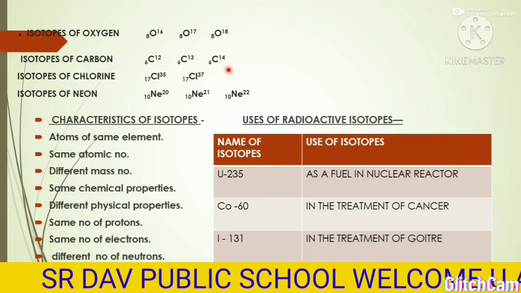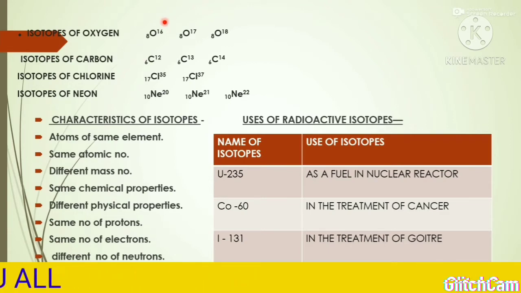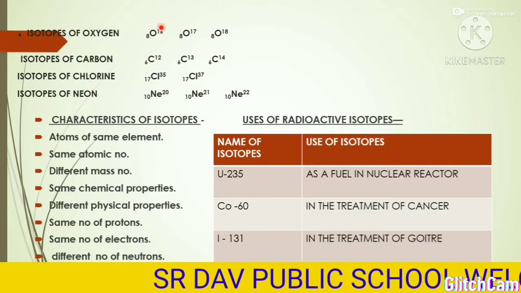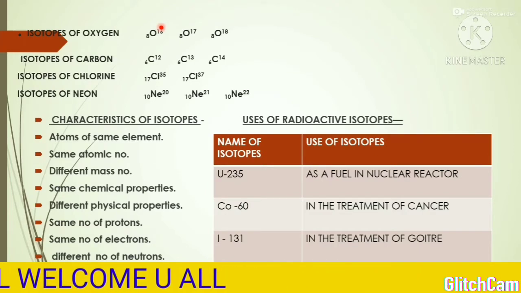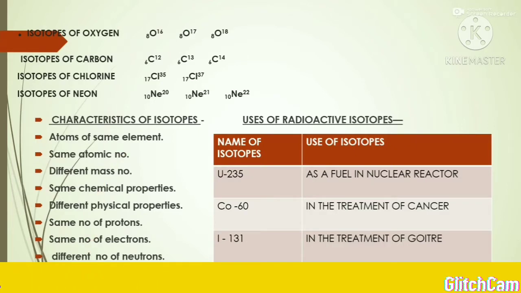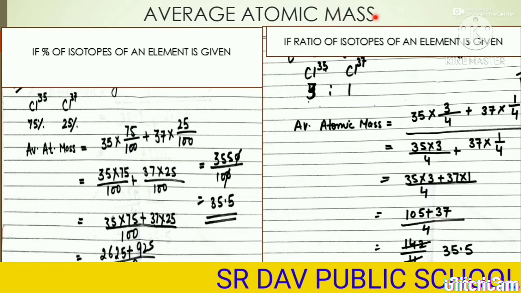When we have to write the mass number of oxygen, should we take it as 16, or 17, or 18? It is very difficult to decide whether 16, 17 or 18 should be taken. So this problem can be easily solved by calculating the average atomic mass.